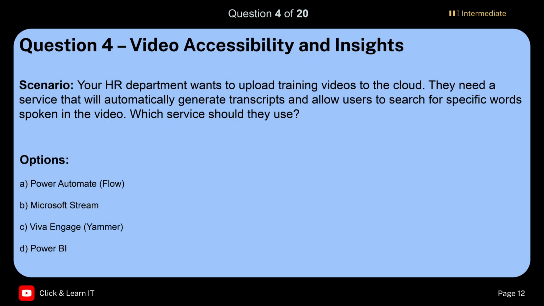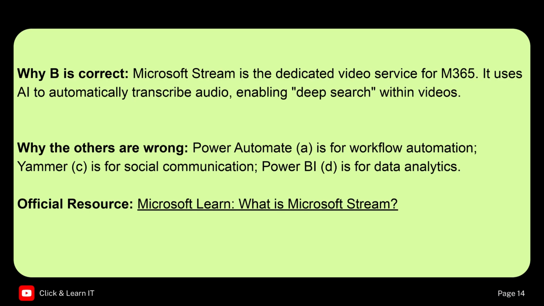Question 4. HR needs to upload training videos that automatically generate transcripts and allow users to search for specific spoken words. Which service should they use? The correct answer is B. Microsoft Stream. Stream is the dedicated video service for M365 and uses AI to automatically transcribe audio, enabling deep search within videos.